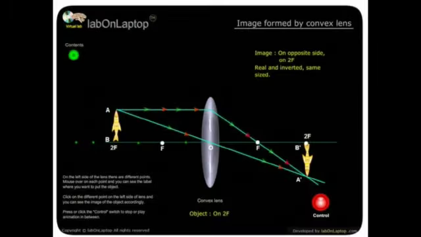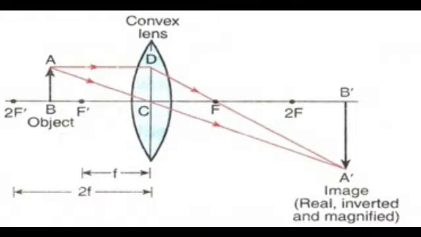Object placed at C. When an object is placed at the center of curvature, a real and inverted image is formed at the other center of curvature. The size of the image is the same as that of the object. Object placed between F and C. When an object is placed in between the center of curvature and principal focus, a real and inverted image is formed behind the center of curvature. The size of the image is bigger than that of the object.